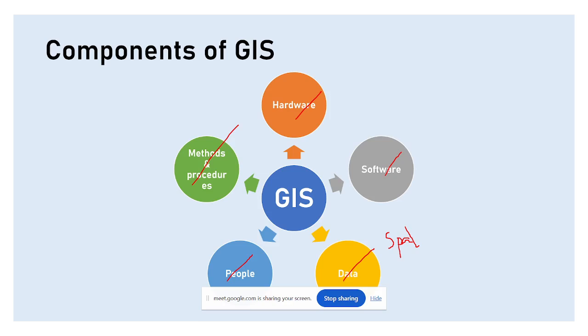But the non-spatial data of that particular earthquake, or the attribute data of that earthquake, is its magnitude, at what depth it is there, and all those things, like how much it has affected. Those things come under the non-spatial data. The spatial data is the location from where it has originated. That is how you differentiate. I'm giving you an example of how to differentiate between spatial data and non-spatial data.